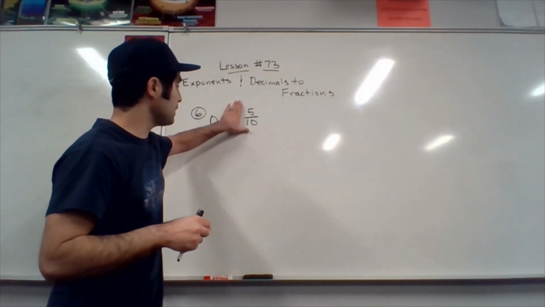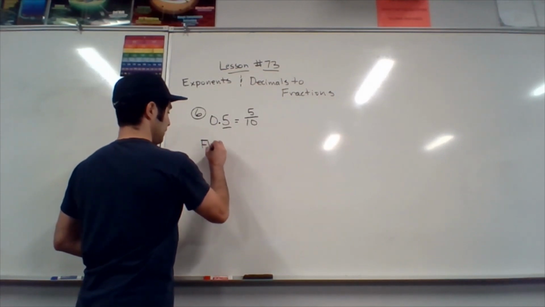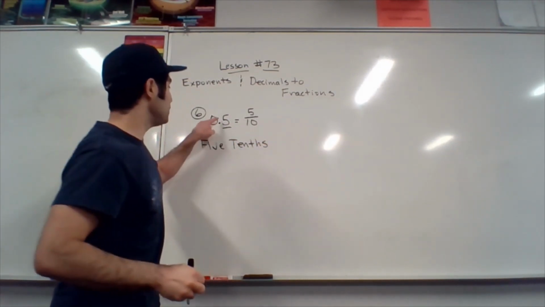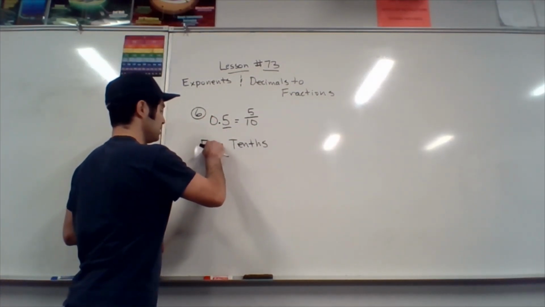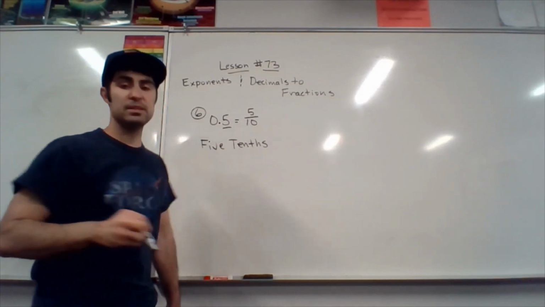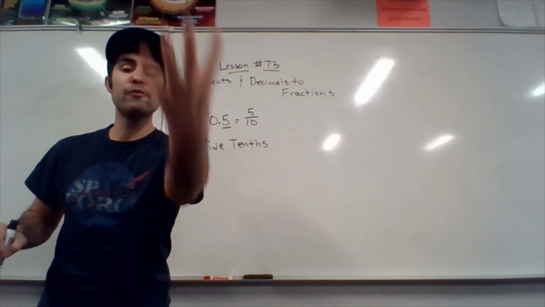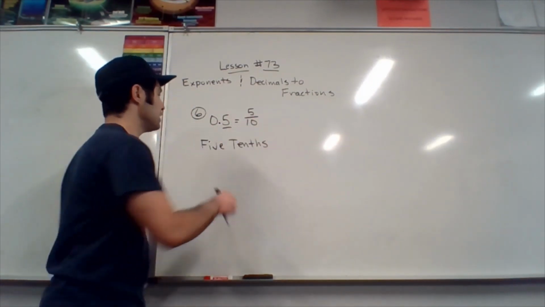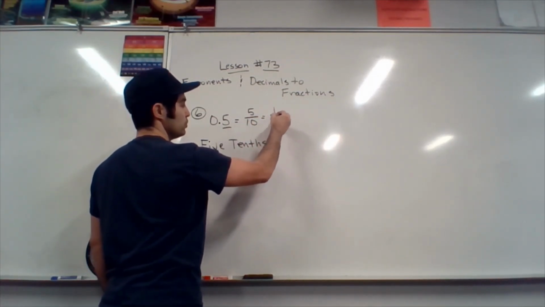So this fraction, the way you say it would be 5 tenths. And the way you say this decimal number has exactly the same name, 5 tenths, okay? So if you know how to say these verbally out loud, then you'll be able to convert back and forth very easily. So this is 5 tenths, this is 5 tenths. And the only thing you have to do is reduce to 1/2.